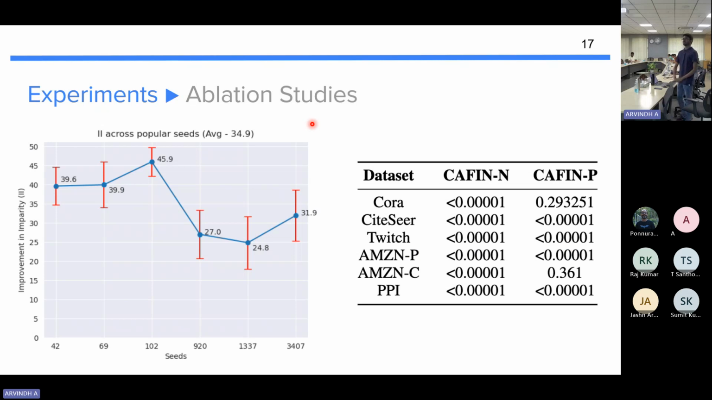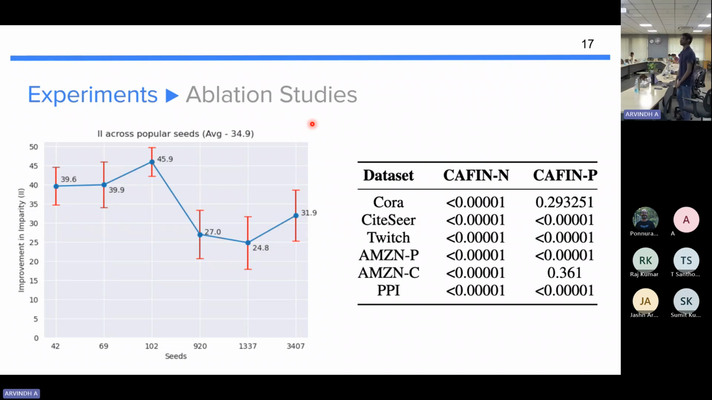So, the last couple of ablation studies. As GNNs are stochastic, we also tested stability across popular seeds. So we collected the popular seeds from Weights & Biases' 2022 report. These are the most popular seeds logged on the platform. So we ran CAFIN across all these seeds and see that the average performance is stable.